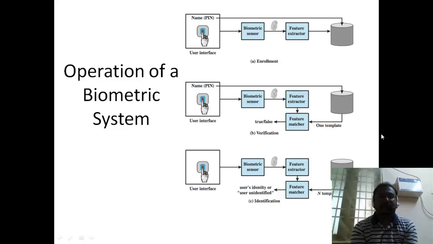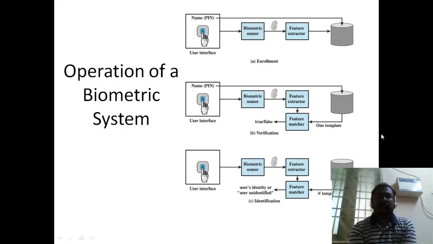So this is the diagram which shows the operation of a basic biometric system, where you keep your finger and the sensor actually senses your finger and it takes out the features that are required, and that is being put up in the database. That is enrollment. That is the first phase, enrollment.